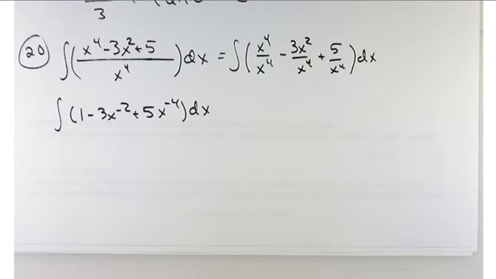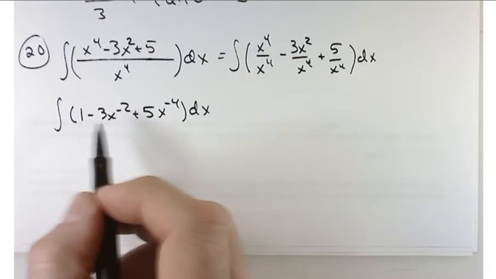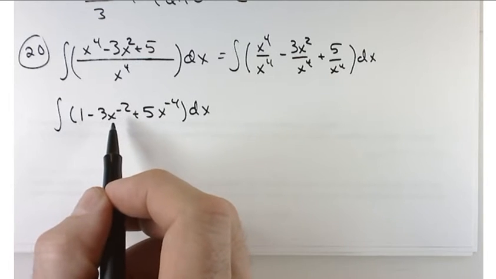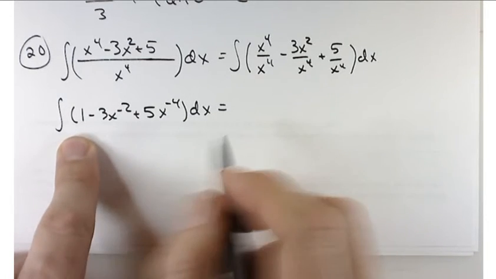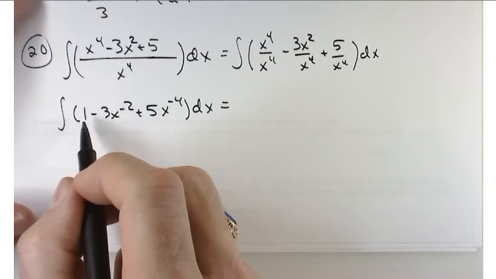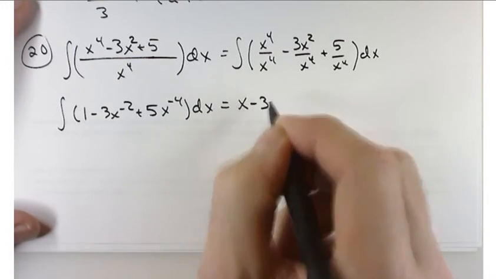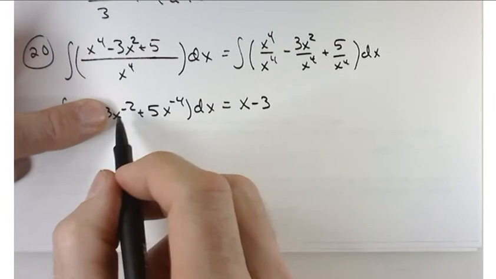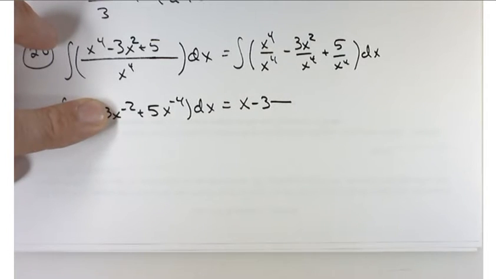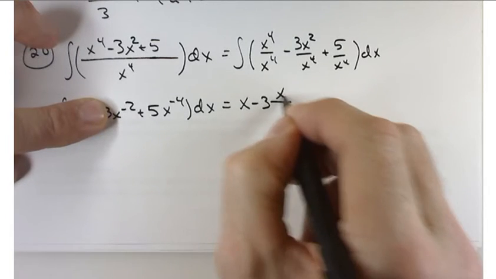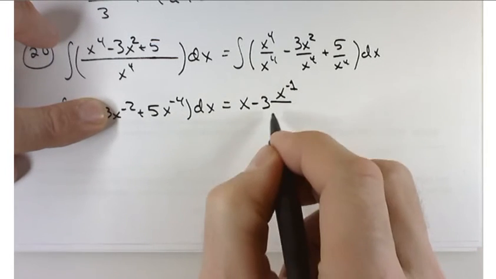Now, unlike the previous ones, I'm not necessarily going to take time to write it out as the integral of 1 minus the integral of 3 times x to the negative second, etc. We're just going to integrate it from here. What do I differentiate to get a 1? An x minus 3. Now this one, let's apply our rules for integrating. Close. We're going to add 1 to the exponent. So negative 2 plus 1 is negative 1. And divide by that same exponent.